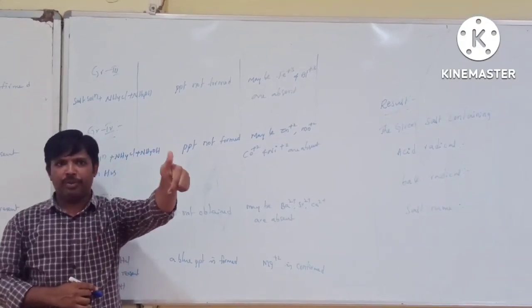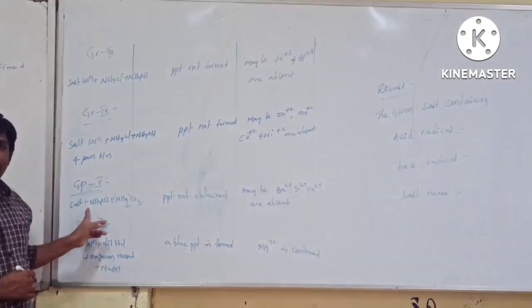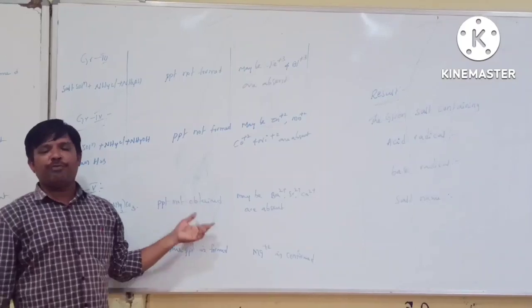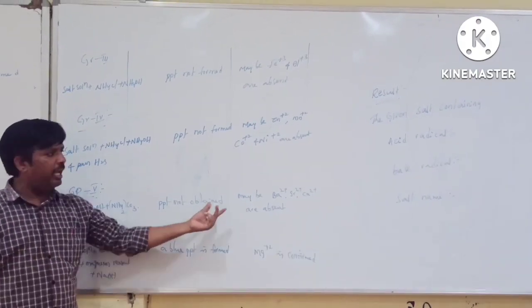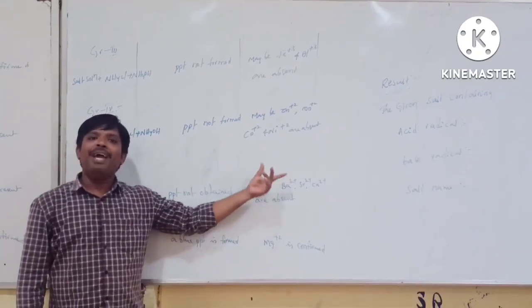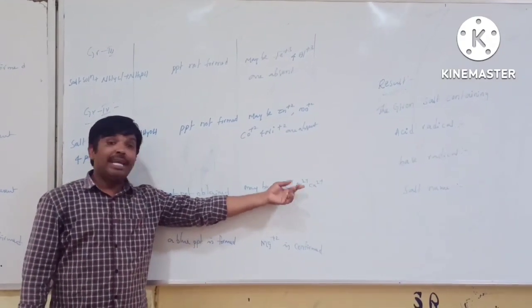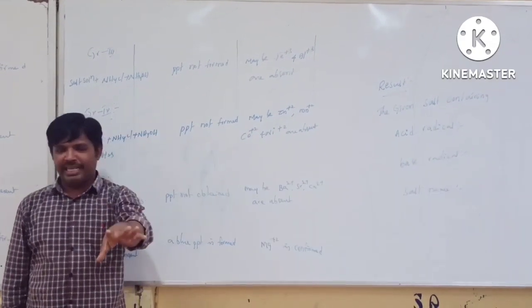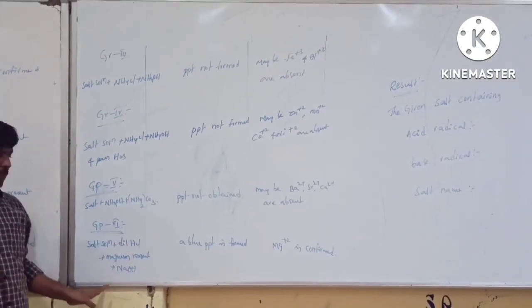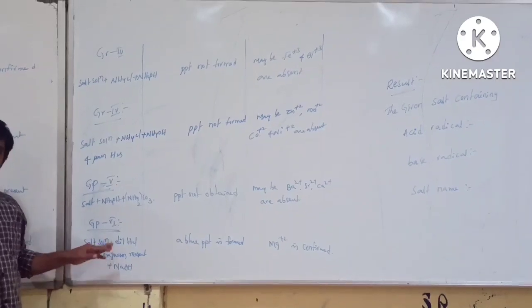With a new test tube, salt solution plus ammonium is added. PPT is not formed, because the fifth group cations are not present. Maybe barium, strontium and calcium are absent.